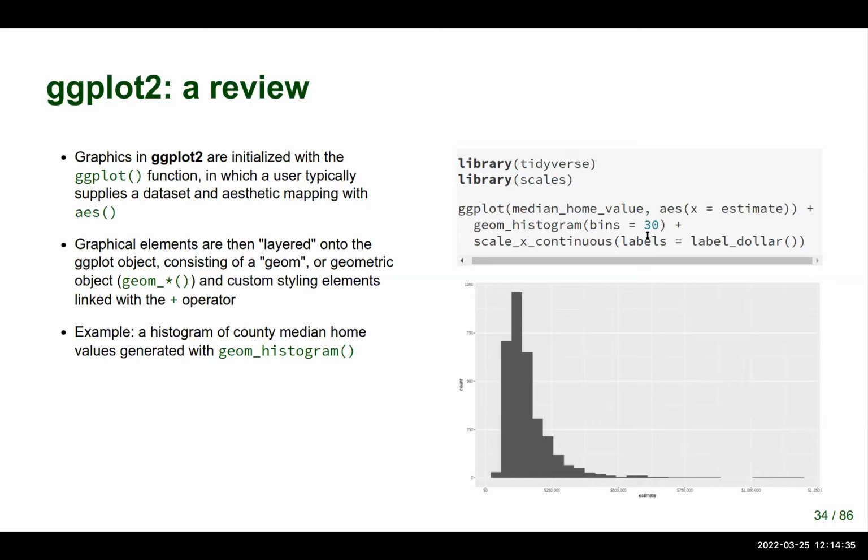We're setting the number of bins for the histogram to 30. And then we use scale_x_continuous to modify the underlying scale at which the ticks are reported. So I use the label_dollar function from the scales package to change the labels from the default numbers to something that looks more like money.